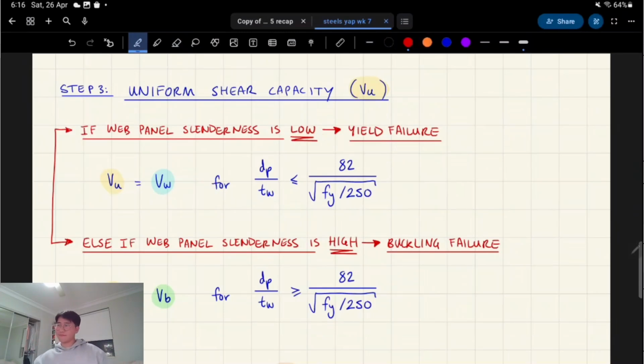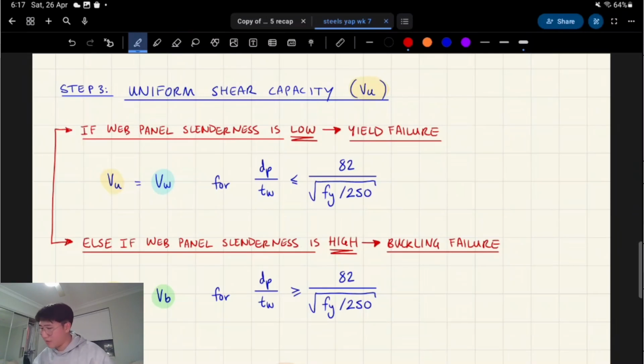Like compression. This drink bottle is going to be quite compact. It's not going to be very slender. If I were to crush it, it would do a yield failure. But maybe something a bit longer than this pen, where the ratio of its cross-sectional depth to its length is longer, there's a chance that this could buckle. Realistically, something longer, maybe like a ruler or something.